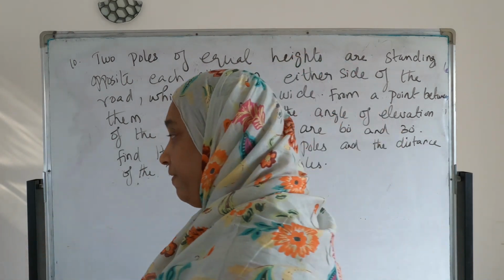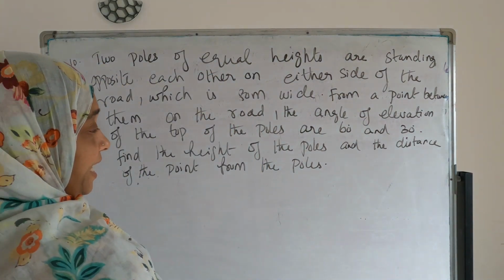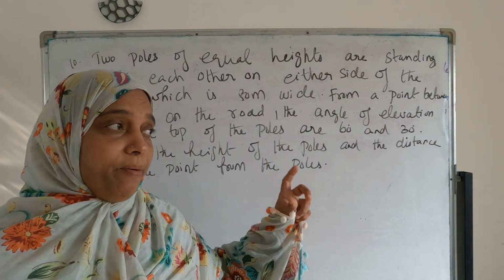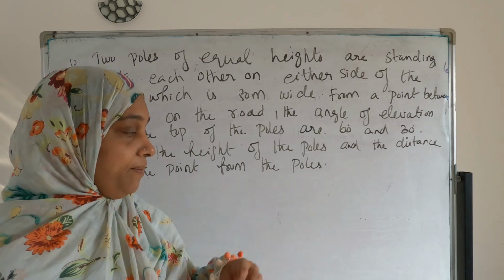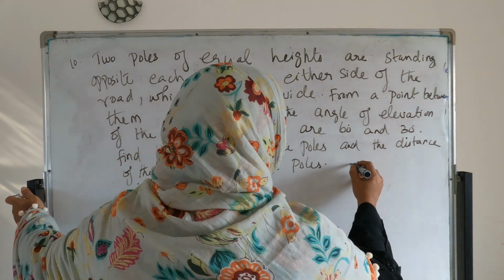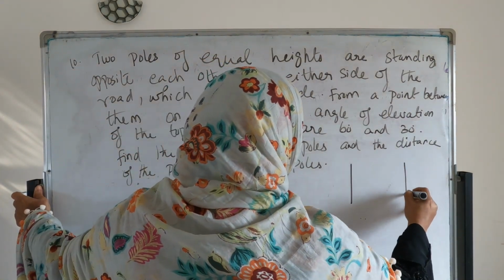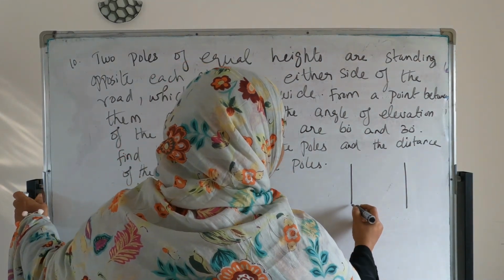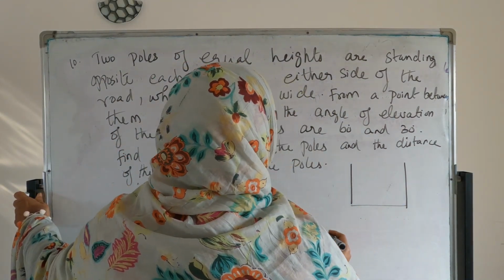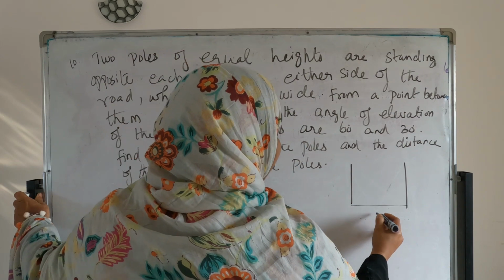we have to calculate here. First we will represent the diagram in this sum. Keep in mind diagrams also carry marks. Okay, so first we will draw two equal poles. Then in the middle, this width they gave us is 80 meter.